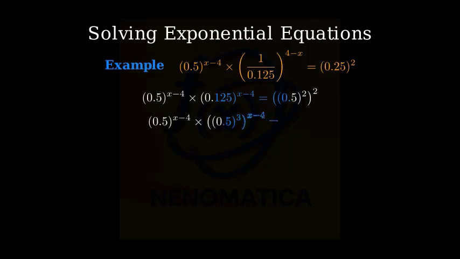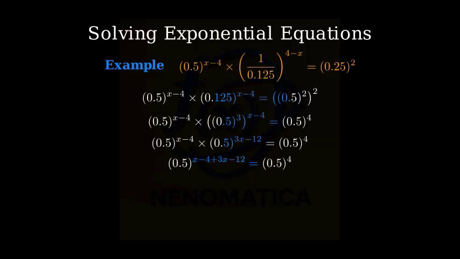Now, let's express 0.125 in terms of 0.5. 0.125 equals 0.5 cubed. So we replace 0.125 with 0.5 cubed. Applying the power of a power rule, we can simplify the second term. When we raise a power to another power, we multiply the exponents. So we have 0.5 to the power of 3 times x minus 4, which equals 0.5 to the power of 3x minus 12. Now we have two terms with the same base 0.5.